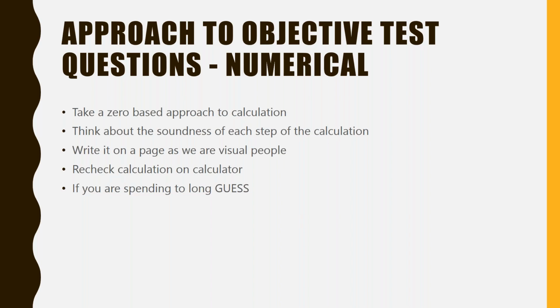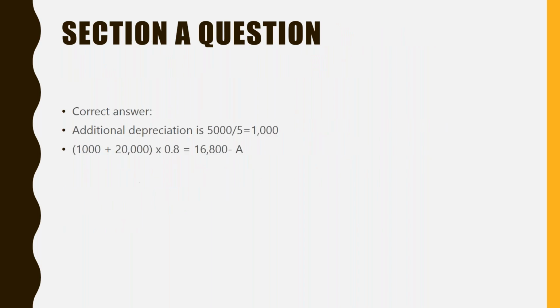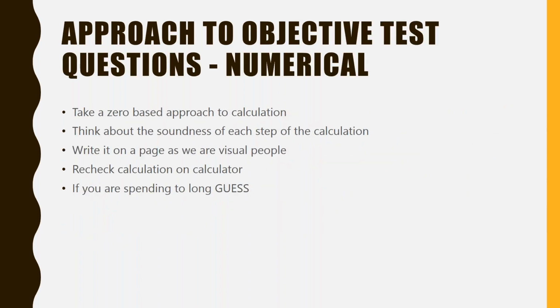Write it on a page, much like how I did the calculation here. So when I say write it on a page, you should be writing this on a page. Additional depreciation 1,000. 20,000 was the goodwill. 80%, 16,800, right? Then recheck the calculation on your calculator. Make sure you take the amounts, re-add them, multiply by 0.8, and you get the right answer. So that is how you should approach your numerical.